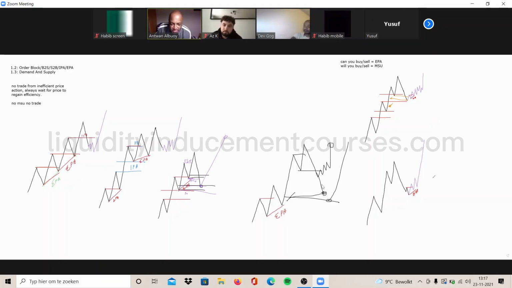Regarding this structure with this example right here, it doesn't matter how far price comes down, as long as price breaks this point right here, this high right here, then it becomes efficient, because we can connect that point and that point, and this high was taken, right? So it doesn't matter how deep price comes down, as long as it takes it. Okay.